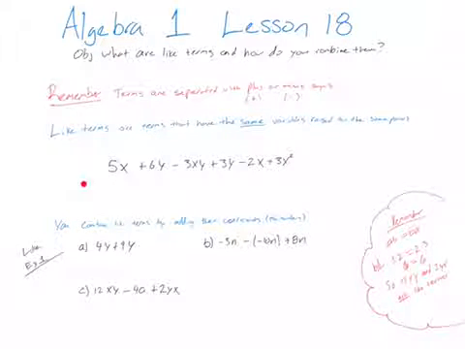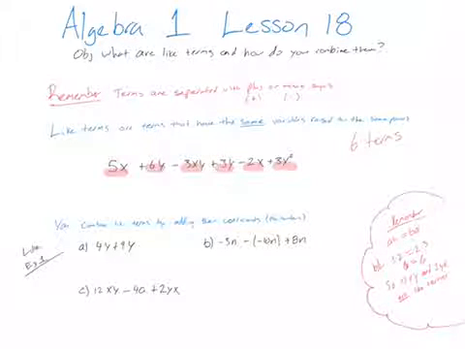So down here, this is a term, there's a plus sign, so that means this is a different term. It's a different term, it's a different term, this is a different term. So this one would actually have 1, 2, 3, 4, 5, 6 terms. So this is 6 terms.